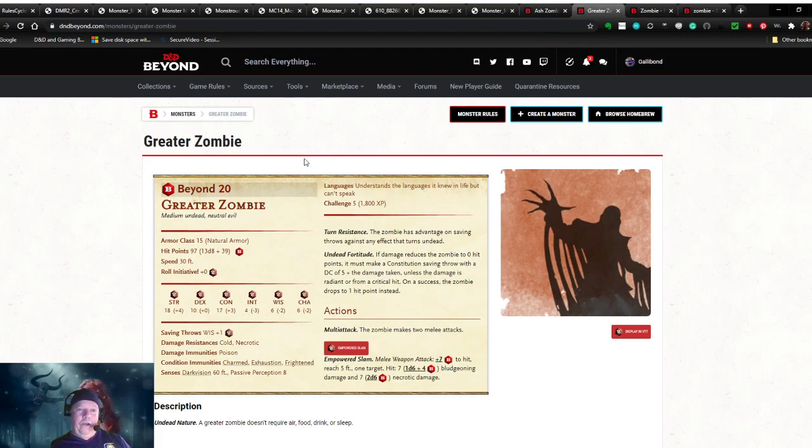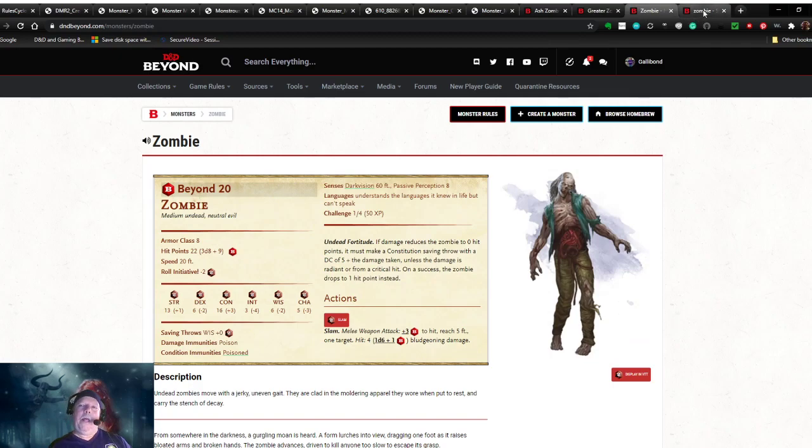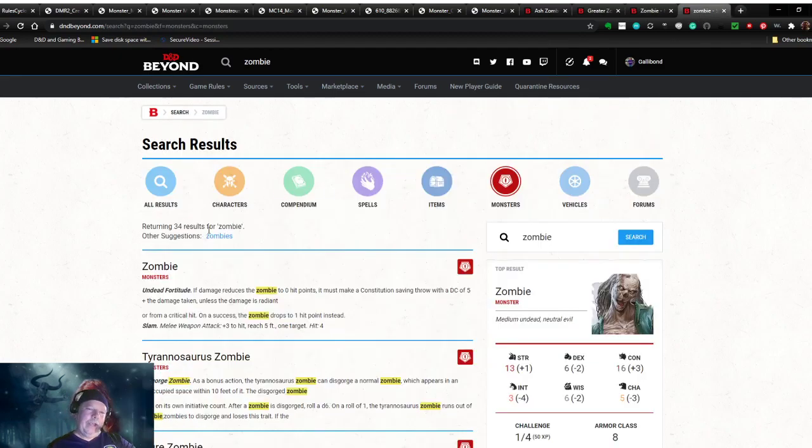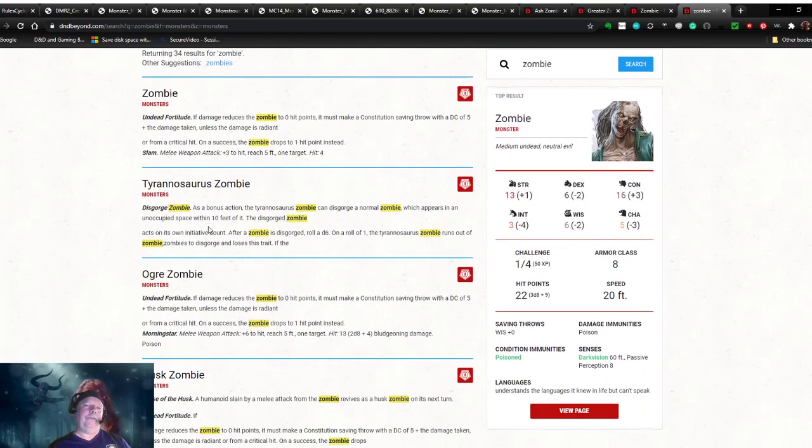Alright, Greater Zombie. Greater Zombie is a CR5 monster. And it's resistant to cold and necrotic. It also has turn resistance. And it makes 2 melee attacks with an empowered slam. Which means that the target takes bludgeoning damage and necrotic damage. So the Greater Zombie is a little bit tougher creature. Then you have your regular zombie. Then, just ask you to look at all the things that you have available to you in 5th edition.